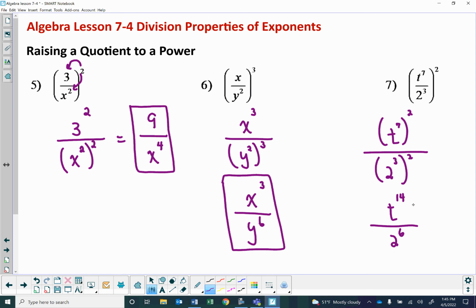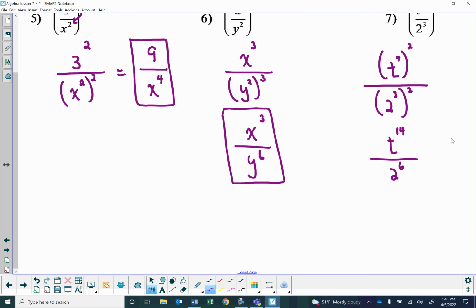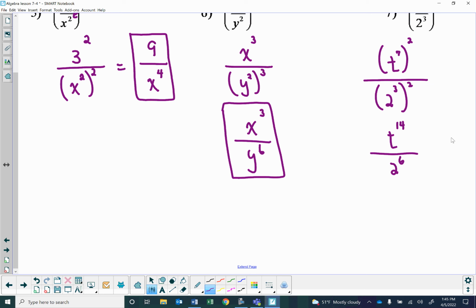And 2 to the 6th is not a ridiculously large number, because 2 to the 3rd is 8, and 8 times 8 is 64, so this would be t to the 14th divided by 64.